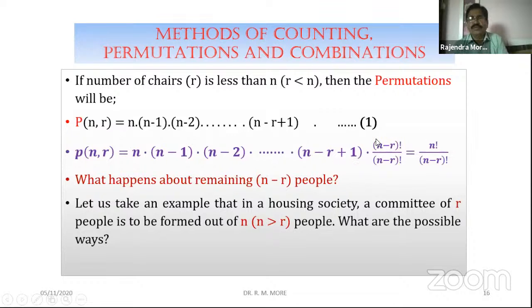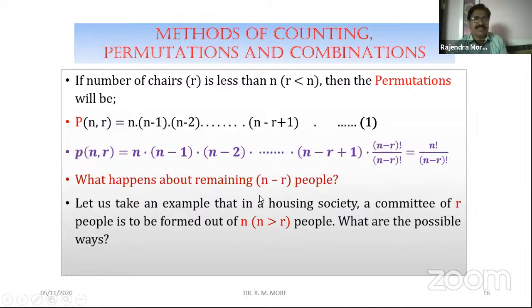you can take a small number, n is equal to say 4, r is equal to 3, and put it here. You will come to know that it is nothing but n factorial divided by (n minus r) factorial. So permutations P n r is equal to n factorial divided by (n minus r) factorial. This equation also you have to remember, because this is also used further.